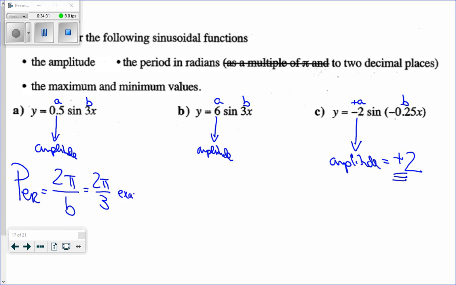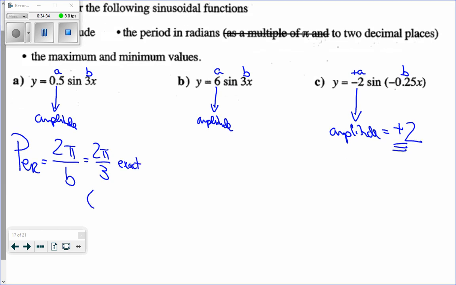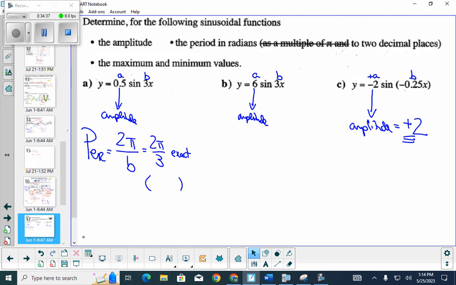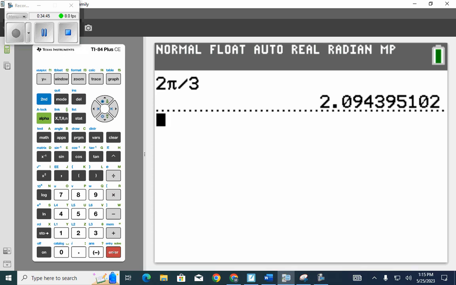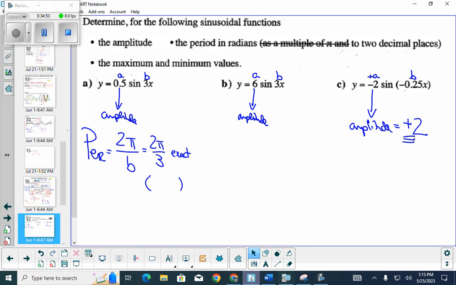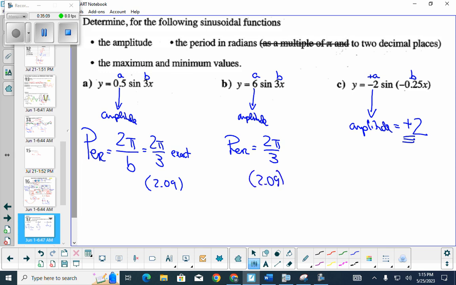This is what's called exact. If you punch this into your calculator, so if we go 2 pi divided by 3, you get 2.09. You're just putting the b value in. Yeah, so 2.09. Okay, now I'm going to draw a little sketch to show you what I mean here. So actually, let's just keep going, and then we'll come back and we'll look at the picture. So this one has the exact same b value. So again, period is 2 pi over 3, or about 2.09.